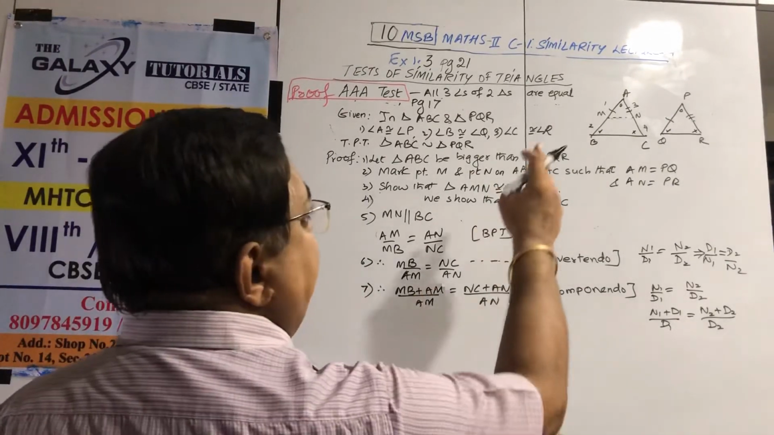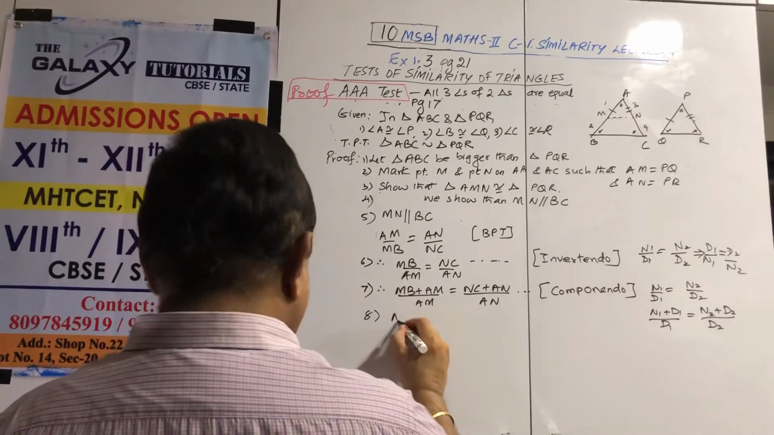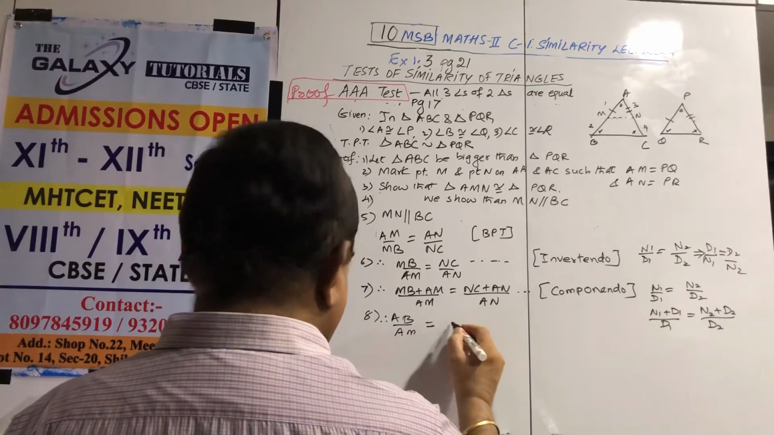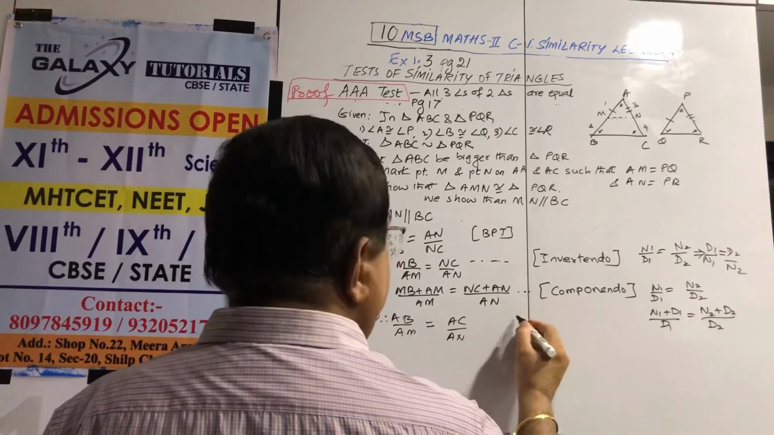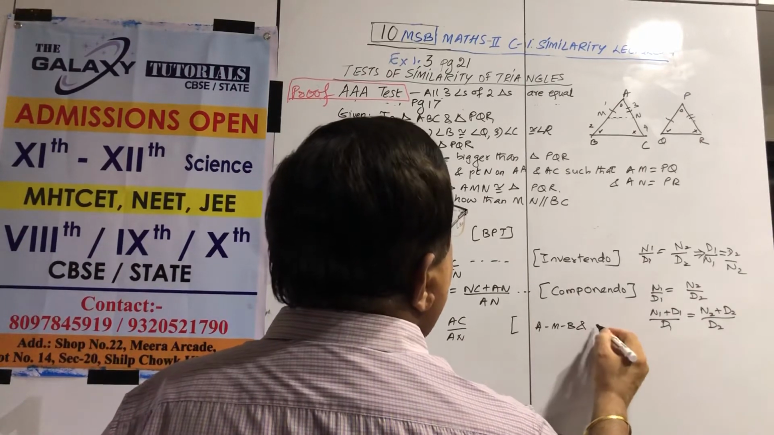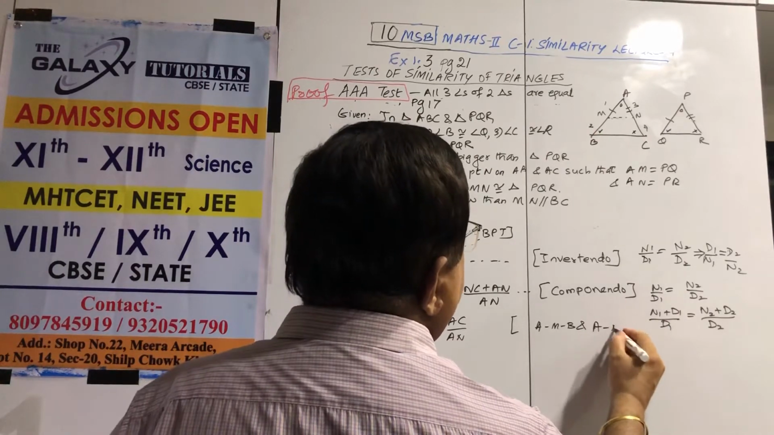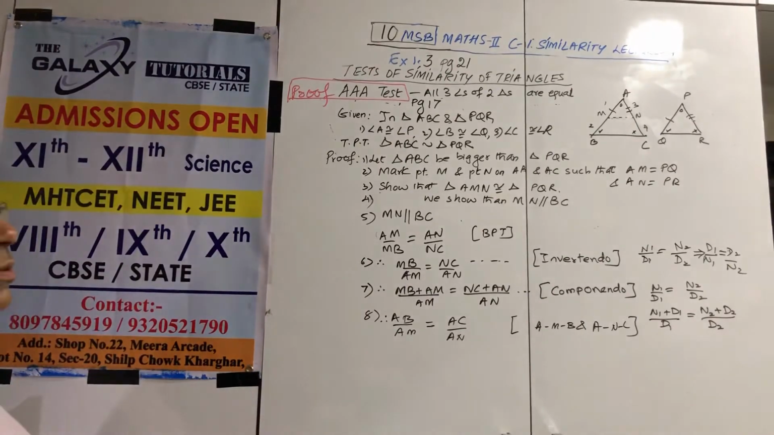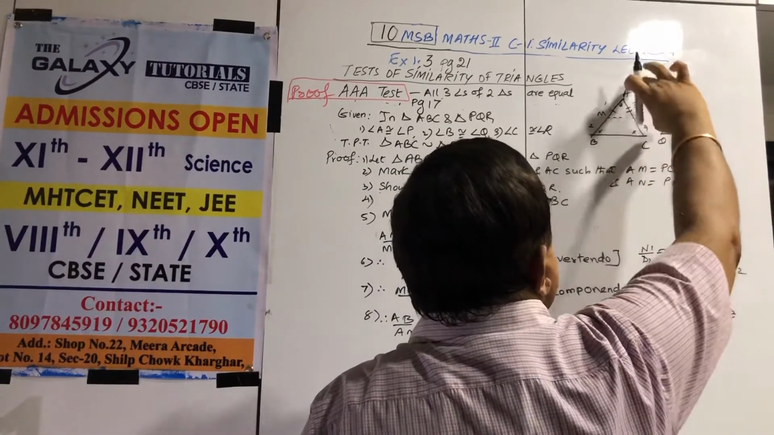Now, between this, when I add, I will get AB upon AM is equal to AC upon AN. Okay, between this, because AMB and ANC. So when I add two pieces, I will get, so I add this and this, I'll get complete, and add this and this, I will get complete.